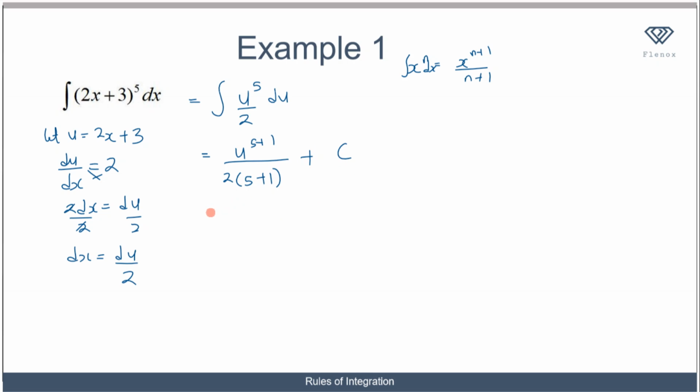So what does it become? It becomes u raised to power 6 over 2, 5 plus 1 is 6. 6 times 2 is 12, so u to the power 6 over 12 plus my constant of integration. Now I can replace back my value of u as 2x plus 3. So this becomes 2x plus 3 to the power of 6 over 12 plus c. So this is how we go about using substitution to solve integration questions. So let's look at another example.